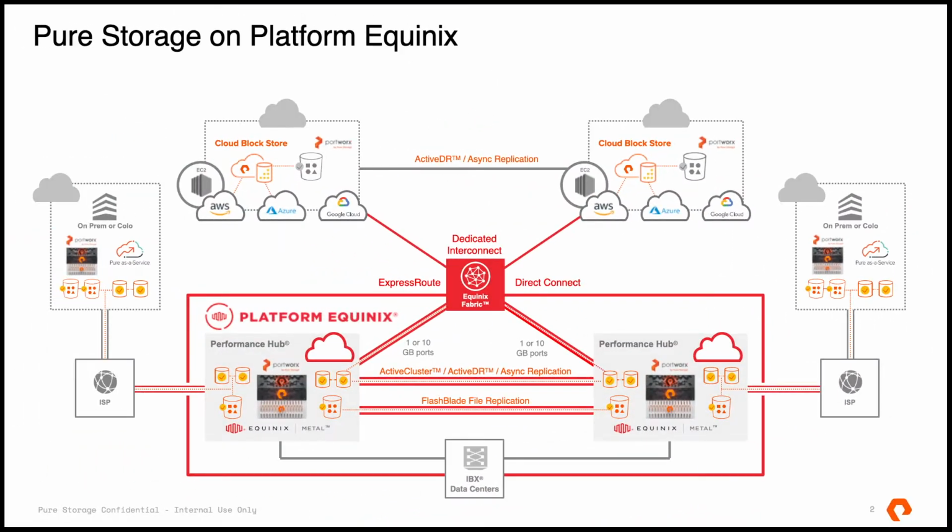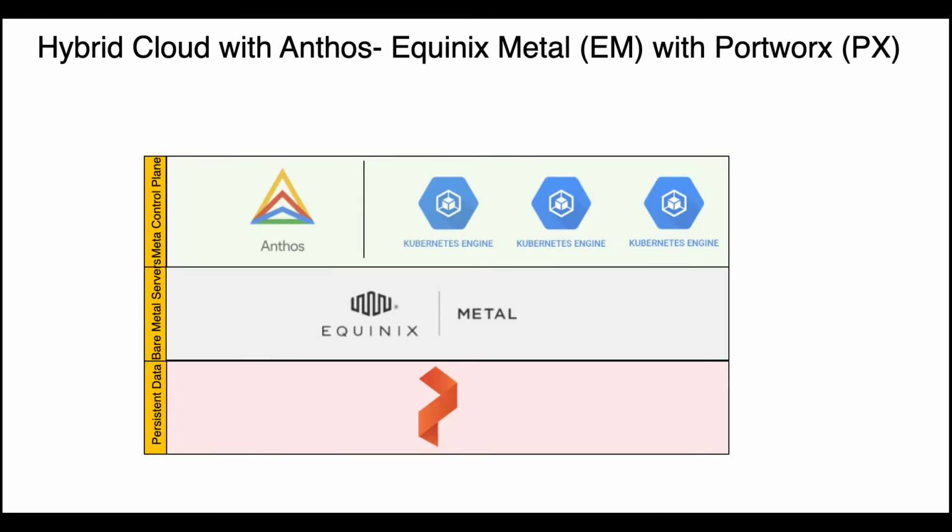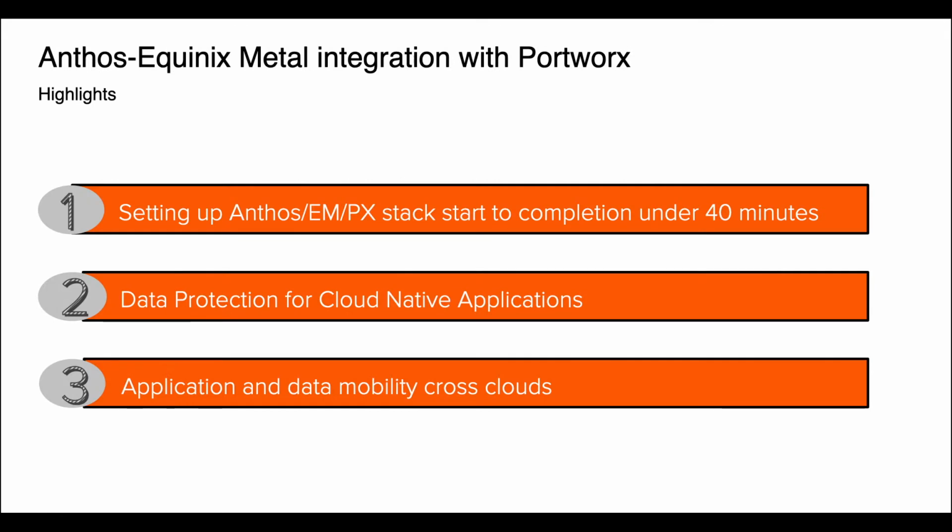This is a multi-cloud hybrid cloud offering on the Equinix platform, backed by Pure Storage, with various different platforms from the storage perspective, including Portworx as one of the main data layers. Now in this particular video, we'll be talking about Anthos integration with Equinix Metal, backed by Portworx as the data layer for the hybrid cloud. The main highlights would be to implement this entire stack with Anthos, Equinix Metal and Portworx in 40 minutes, and the data protection for cloud-native applications and application data mobility across clouds.